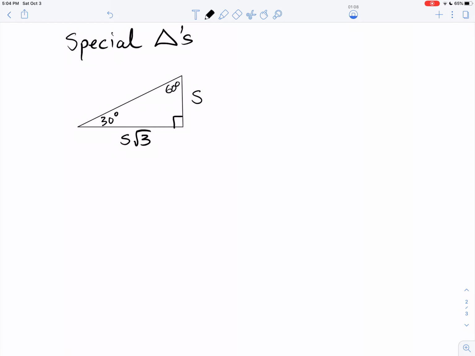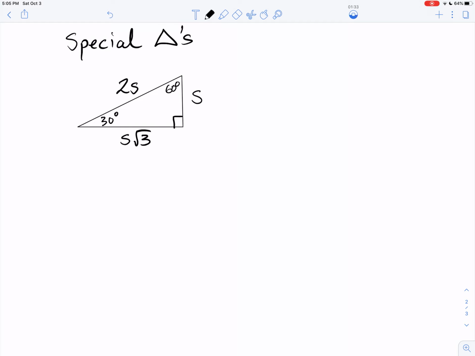And let's just see if anybody remembers this before I write it down. What is opposite the 90? 2S. Now, I'm going to do 30-60 first, then I'm going to do 45-45, but we're not going to be doing it the same way as we did in geometry.